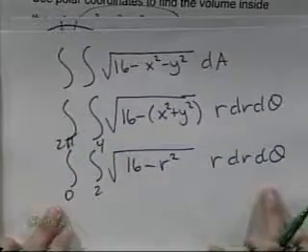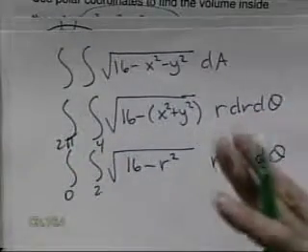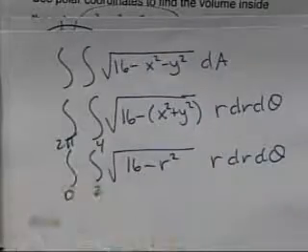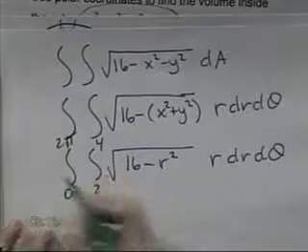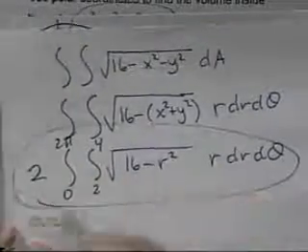Now this is giving me the part of the sphere that's above the xy plane. So if I want to get the whole part of the sphere that's being cut out by that cylinder, I need to do what to this integral? Double it. Believe it or not, people, this is a very easy integral to do.